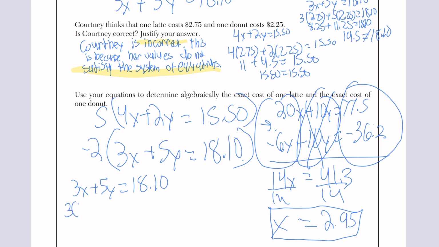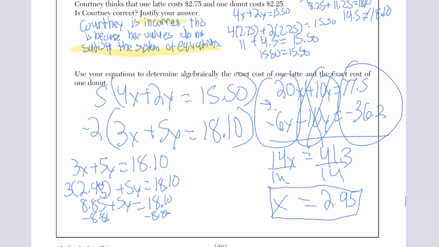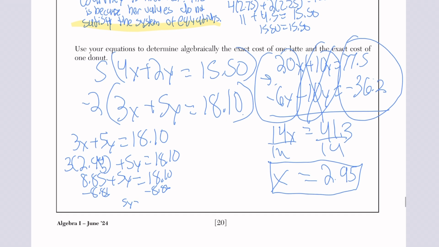We have that x is 2.95. We don't have the y. So we just do 3 times 2.95, which is going to be 8.85, plus 5y is equal to 18.10. Subtract on both sides to leave that by itself. And you get 5y is equal to 9.25. Divide by 5 on both sides, and you get y is equal to 1.85. Now you have your two costs.